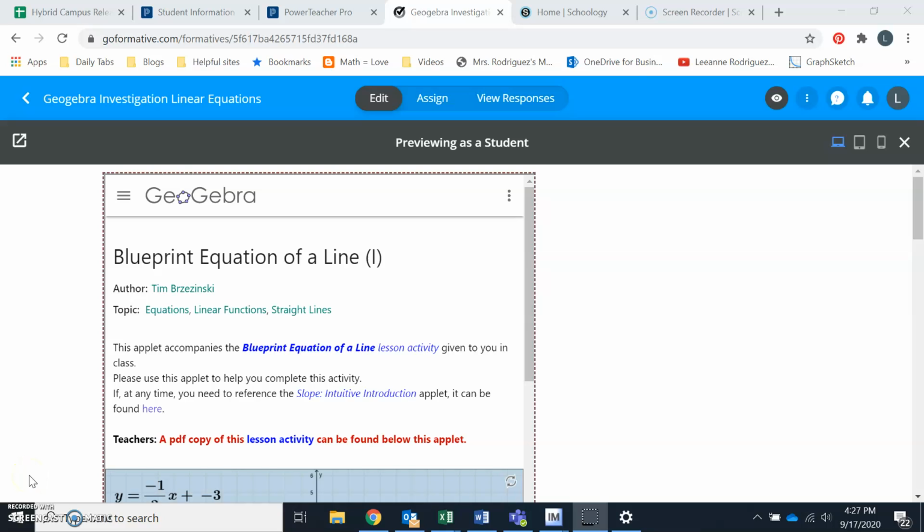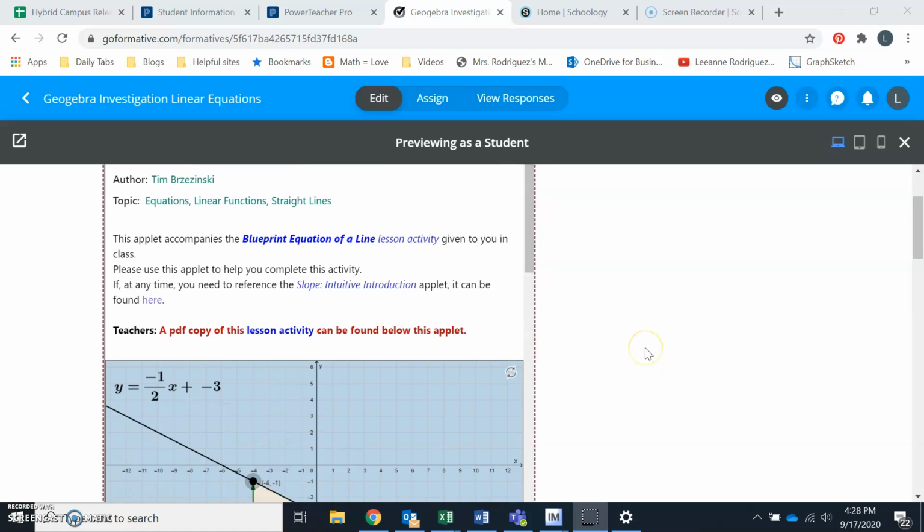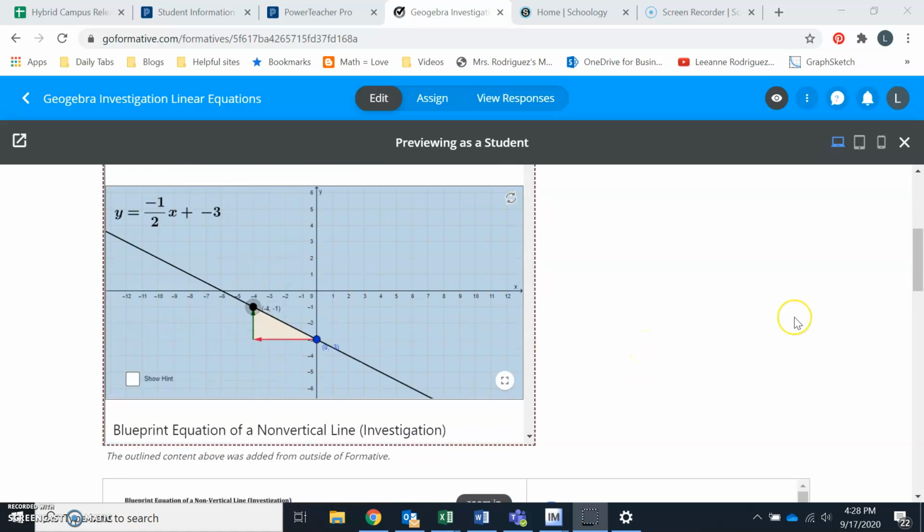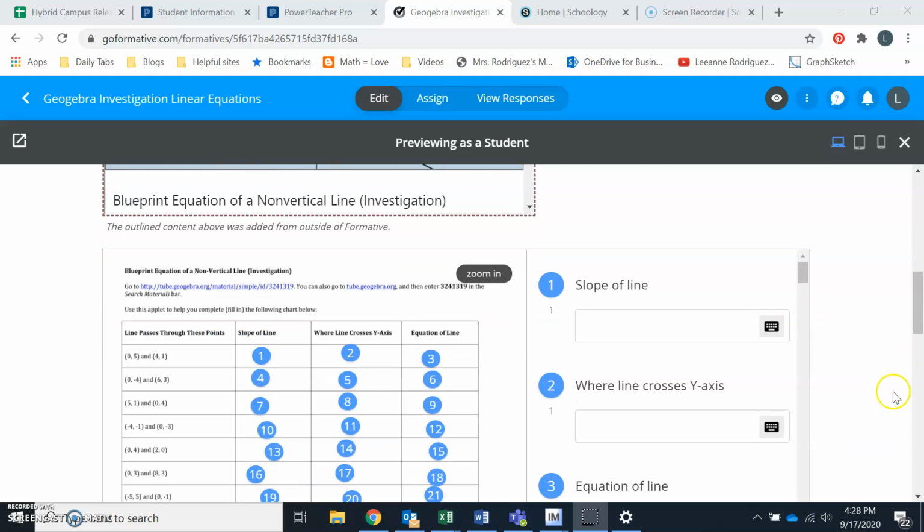This video is intended to help you get started on the GeoGebra Investigation Linear Equations assignment. To access it, you need to go to goformative.com, then click on GeoGebra Investigation Linear Equations. Once there, you'll see the GeoGebra tool, and then below that, when you scroll down, you'll see the actual assignment.